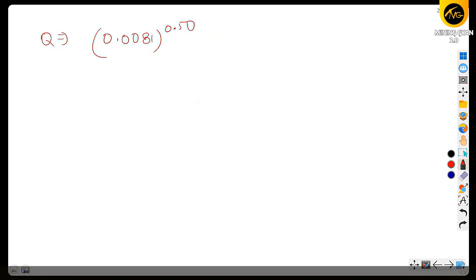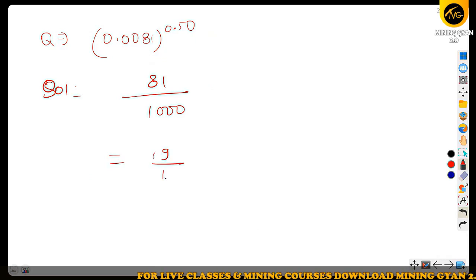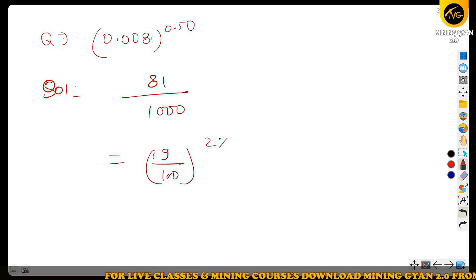Now next question is 0.0081 whole power 0.50. What is 81? That is the square of 9. And if you convert into the whole number, that means 81 divided by 10,000. So 9 divided by 100 whole square, multiply 50 divided by 100, that means 1 divided by 2.